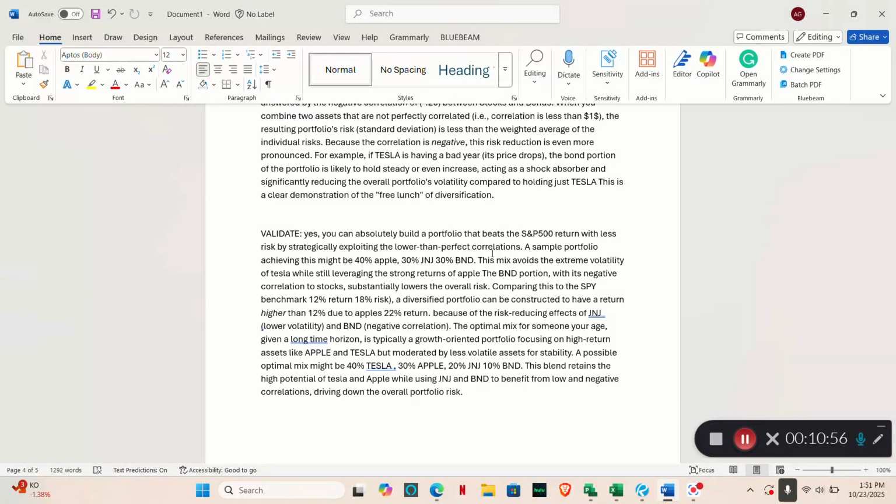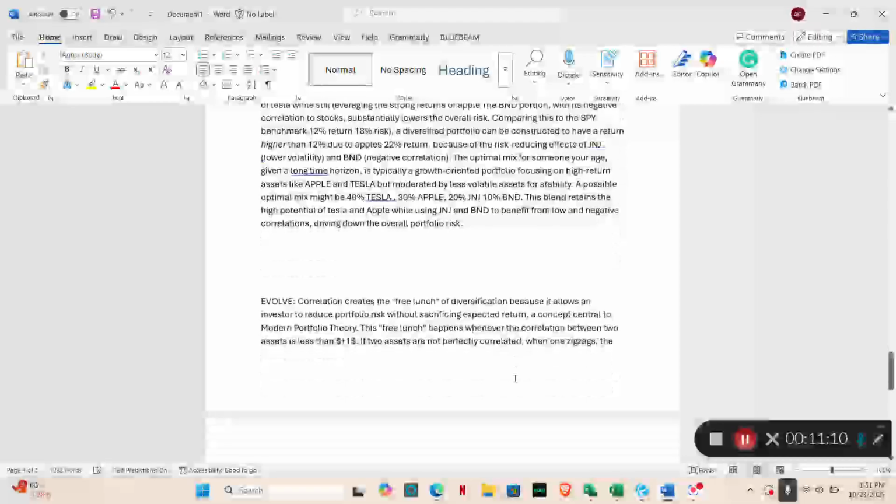A possible optimal mix might be 40% Tesla, 30% Apple, 20% J&J, and 10% BND. This blend retains the high potential of Tesla and Apple while using J&J and BND to benefit from low and negative correlations, driving down the overall portfolio risk.